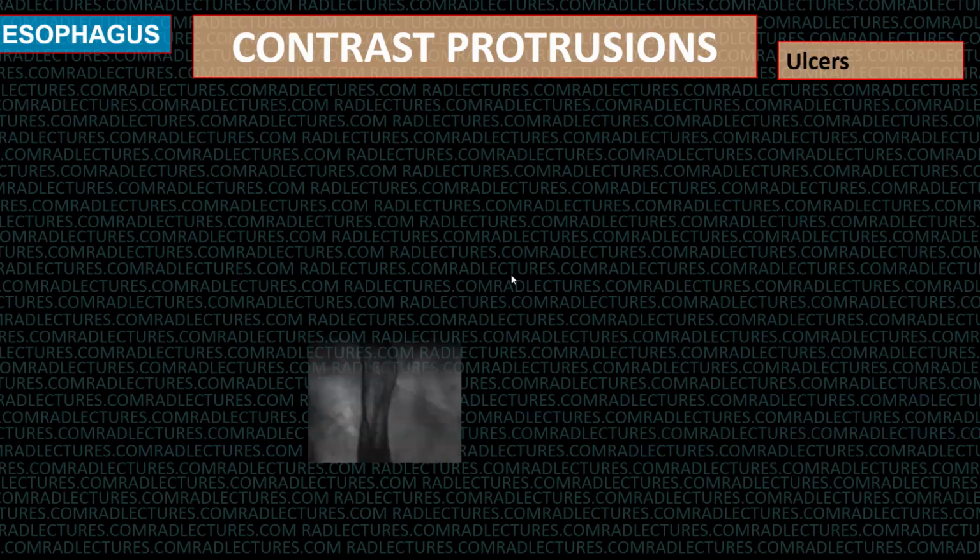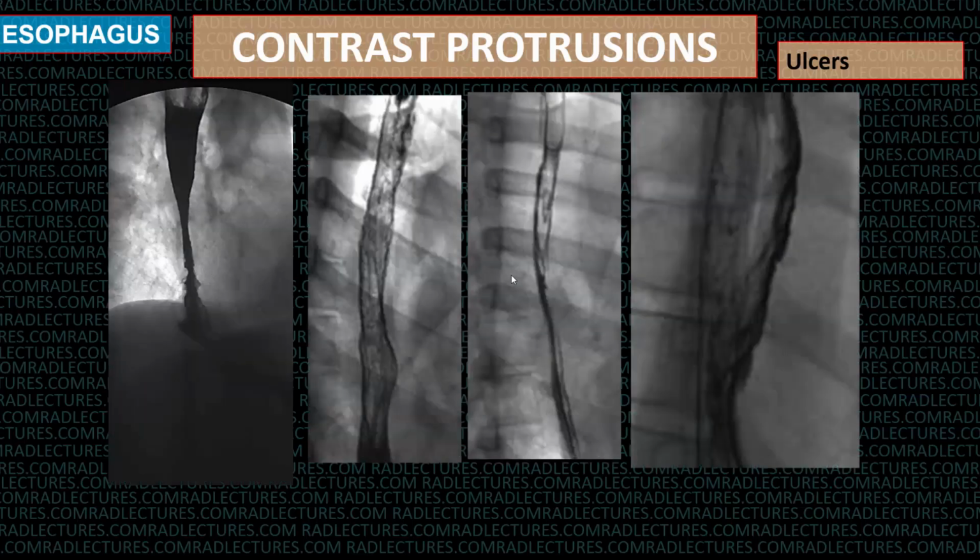The ulcers, like I told you, can be caused by multiple different diseases. So here is one of the ulcers. You can see them here, tiny sharp ulcers located just above the gastroesophageal junction in the distal esophagus. Those are typical of peptic ulcers.